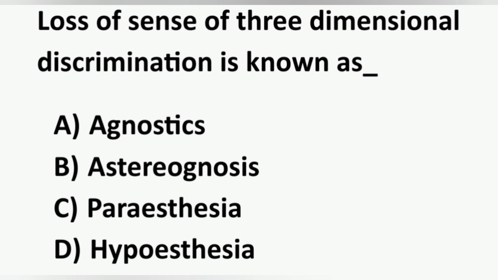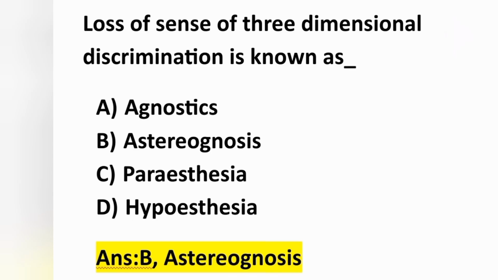The next question, loss of sense of three-dimensional discrimination is known as? Options are option A agnostics, option B stereognosis, option C paresthesia, option D hyposthesia. Okay, here correct answer is option B stereognosis, that is known as loss of sense of three-dimensional discrimination. Last option hyposthesia. Hyposthesia means reduced sense of touch.